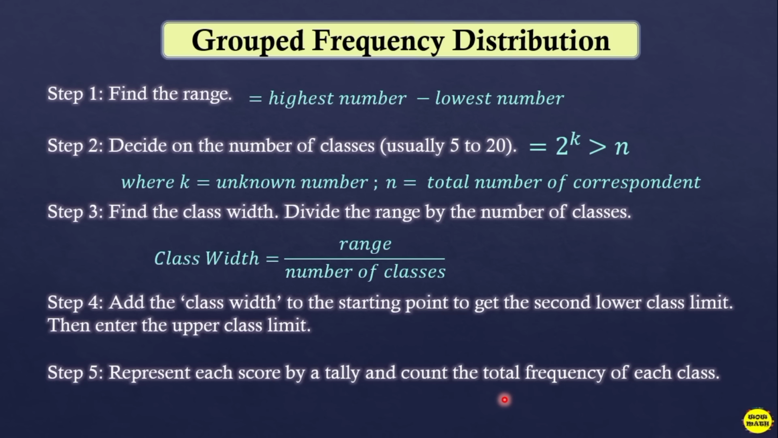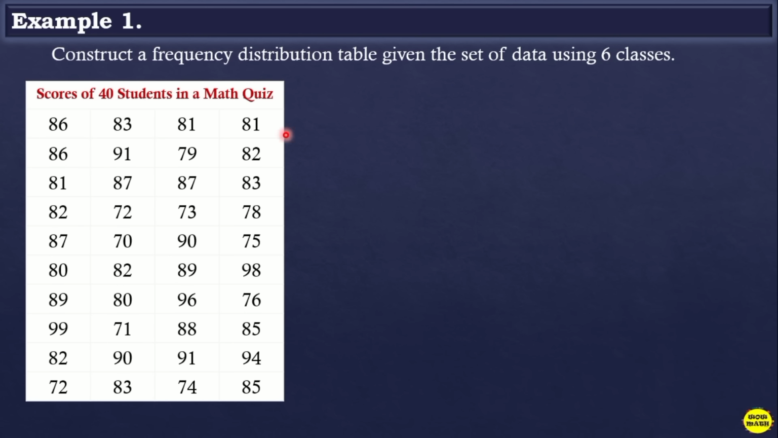Let's start. So, I have here the scores of 40 students in a math quiz. So, ito po yung scores ng 40 students sa math quiz. So, construct a frequency distribution table given the set of data using 6 classes. So, dito binigay yung number of classes.